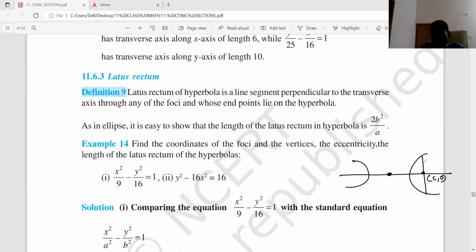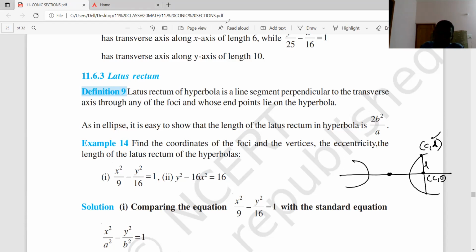This is c comma 0. This is some L. Then this becomes automatically c comma L, like yesterday only. You can substitute in the hyperbola equation, then you get the value of L. Because yesterday we have done it, same thing actually. So comparing the equation with the standard equation, we can get the value of A and B. Of course, here we have two equations, and we did not explain the two equations.